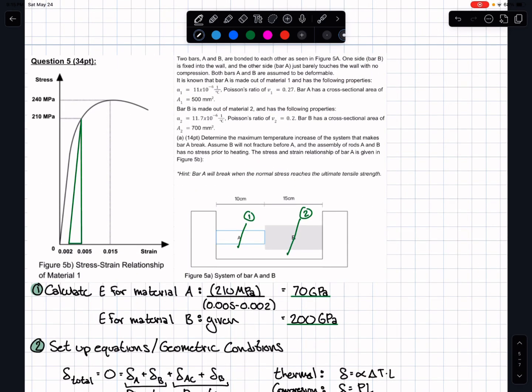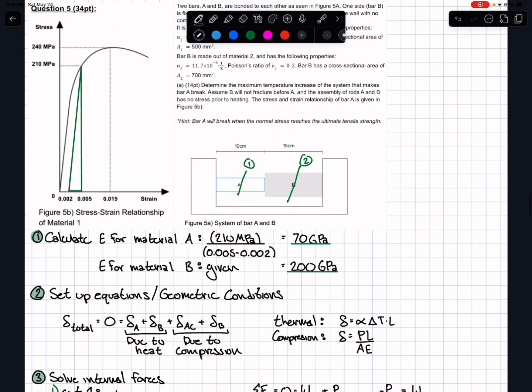Moving on to question 5, the longer answer questions. We are given a situation in which 2 materials of different cross-sectional areas are between an immovable structure, and as the objects are heated, we are asked to find at what temperature they will break.